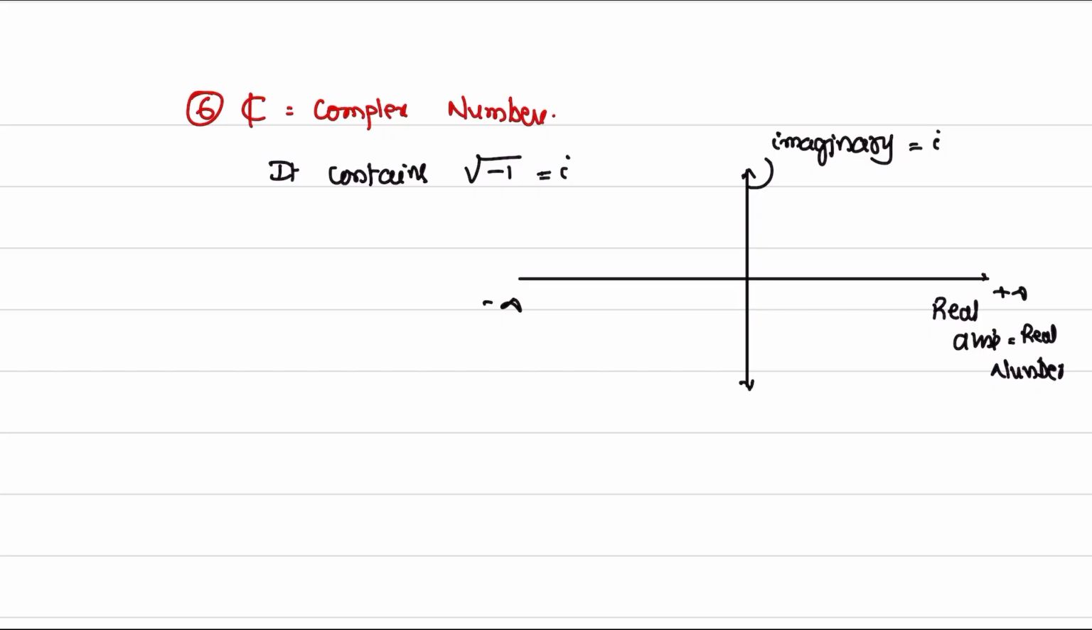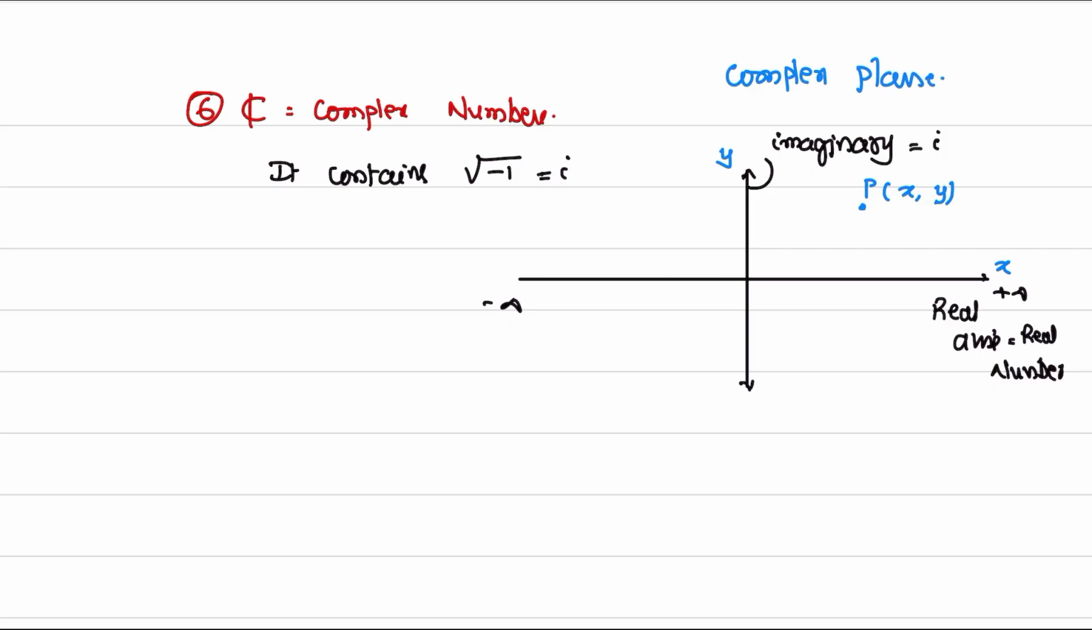For example, there is one point here, P. P has coordinates: real number x and imaginary number y. It is the y-axis, it is the x-axis. Then on a complex plane, a complex number cannot be represented by a single line. It should be represented both by the real number and also the imaginary number. Hence, it should be represented in a plane. It is a complex plane.